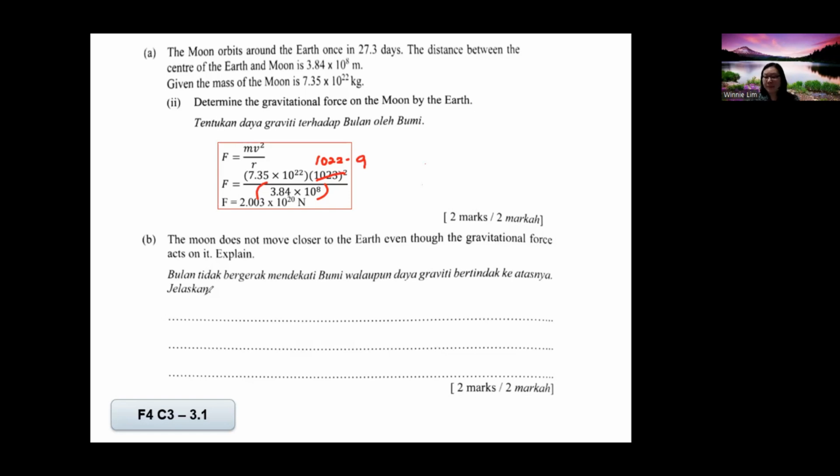So I basically get the same final answer. About the final answer, give 2 to 4 decimal places. So I can even write 2.0027 times 10 power 20. Remember, it's 10 power 20, and you must write the unit. No unit, it's wrong. Lastly, part B: the moon doesn't move closer to the earth even though the gravitational force acts on it.